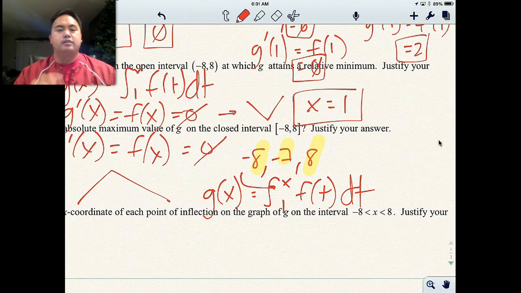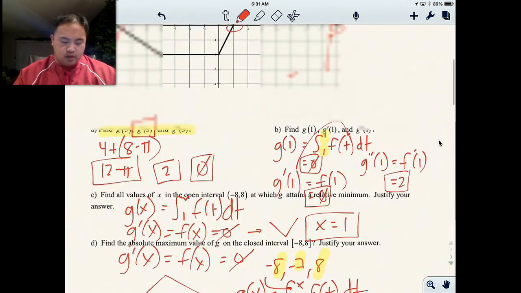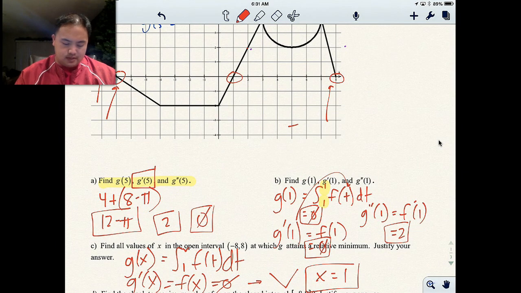For sake of time, I won't do it completely. I'll show you how to do this: 1 to negative 8, 1 to negative 7, 1 to 8, and see which one gives me the biggest number. First of all, going from 1 to negative 8, I'm going basically... Let me erase this.